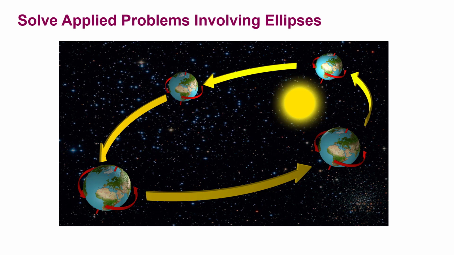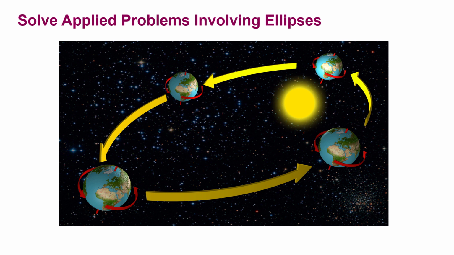In this video, we're going to solve applied problems involving ellipses. Ellipses are found in many applications in science and engineering. For example, the orbits of the planets around the Sun are elliptical, with the Sun's position at one of the foci. This was first discovered by Johannes Kepler in the 17th century as he was studying the orbit of Mars.